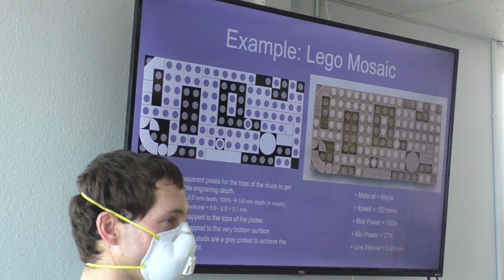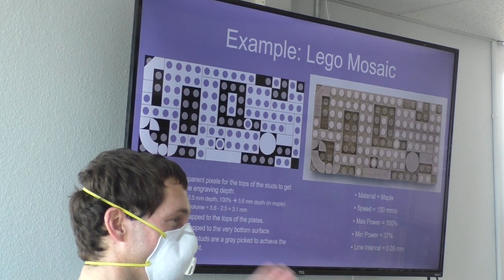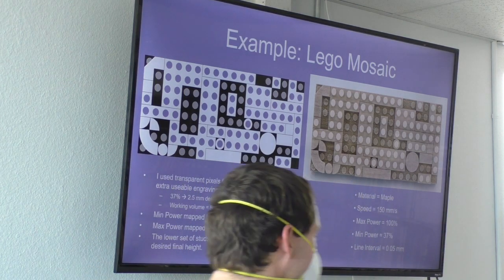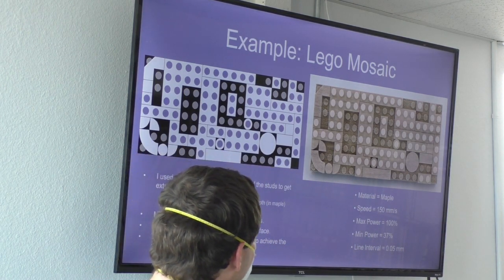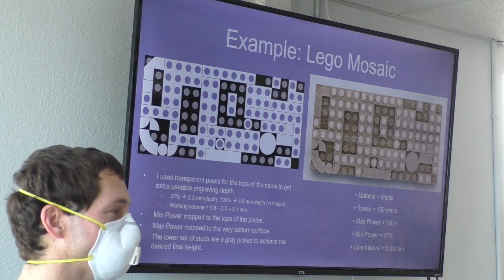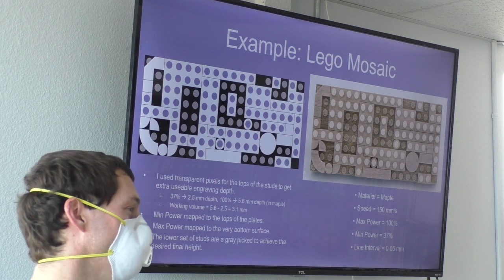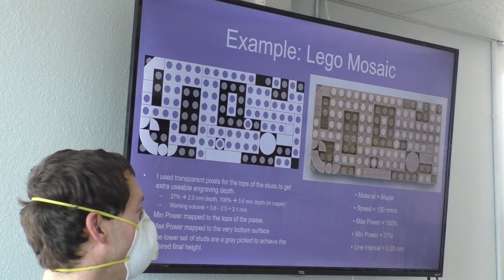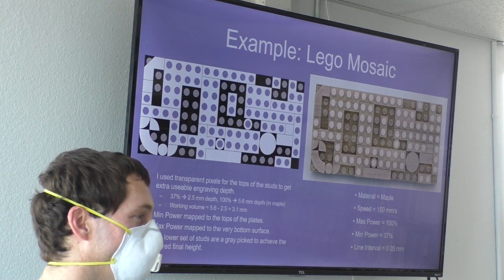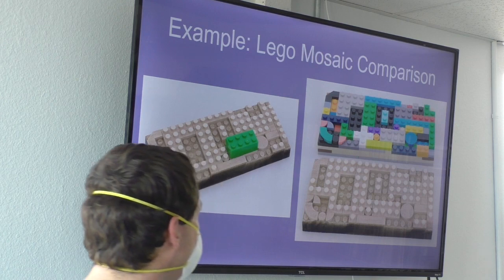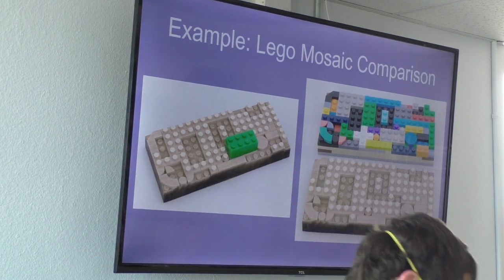If you use Google, you can find a nice diagram of all the values you have to use. And how long did that take to burn? What was the total time? I didn't actually get it. The only way I get the time is I take a picture when it finishes the cut, and I can see it on the screen. But I want to say it was on the order of 25, 30 minutes. Not too long. And this is showing the comparison with the physical Lego.